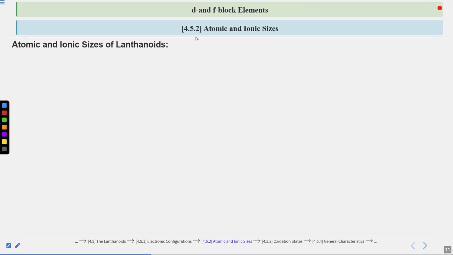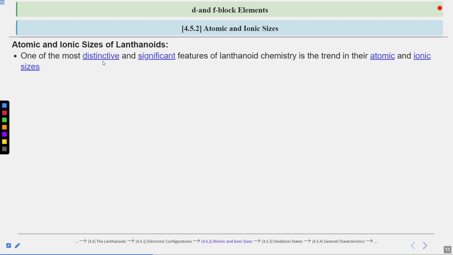Let's move to our next subsection, 4.5.2, that is atomic and ionic sizes. So let's talk about the lanthanoid atomic and ionic sizes. One of the most distinctive and significant features of lanthanoid chemistry is the trend in their atomic and ionic sizes. Atomic means when they don't have any charge, ionic means when they have some charge like +3. This trend is called lanthanoid contraction, which is a unique feature. Okay, lanthanoid contraction, you have heard about it.